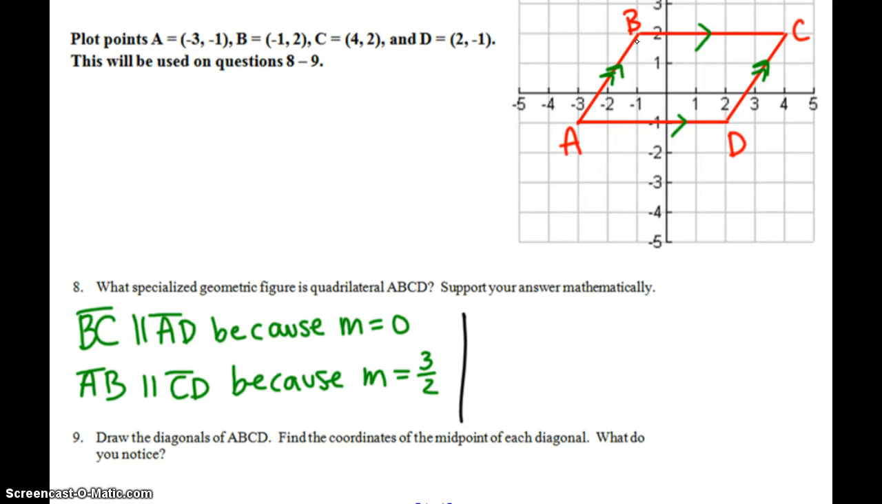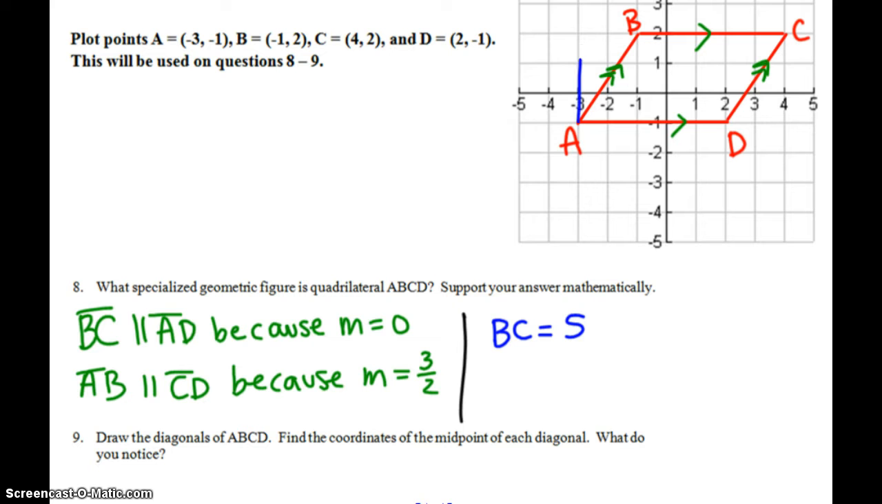Therefore, it's not going to be a square or a rectangle. So let's go ahead and check and see. Is AB equal in length to BC? Well, BC's length is easy to count. We just go 1, 2, 3, 4, 5. So the distance of BC is 5.